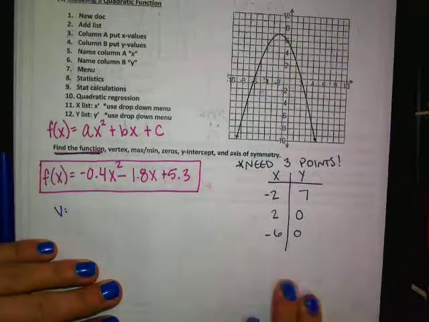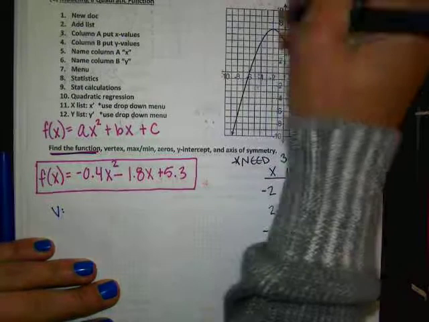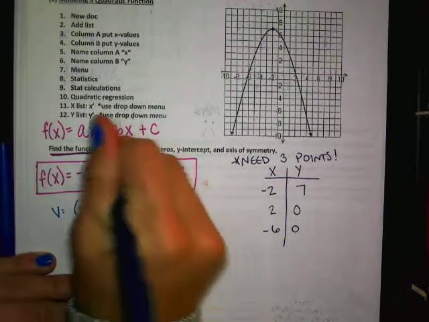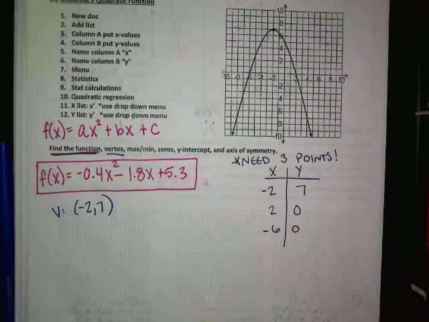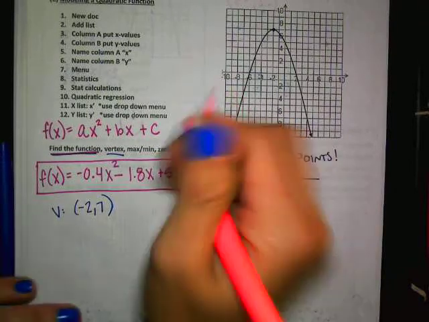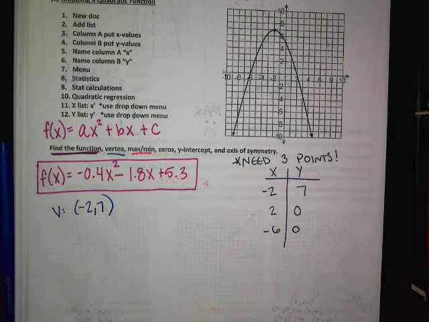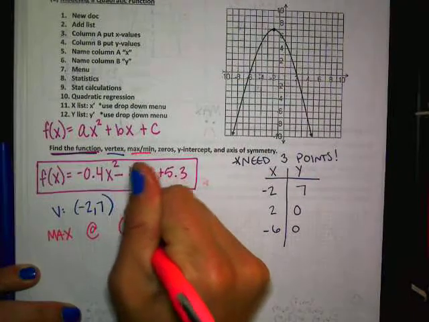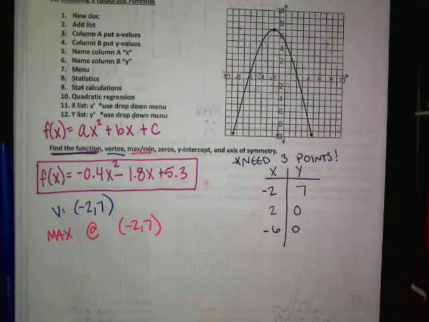Where's your vertex at? Negative 2.7. So vertex was at negative 2.7. Max or min? Which one do I have? Max. Max at what point? At negative 2.7. Is the vertex always the max or min? Yes, it is.